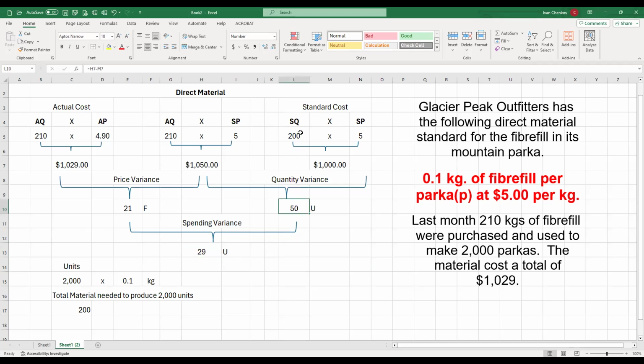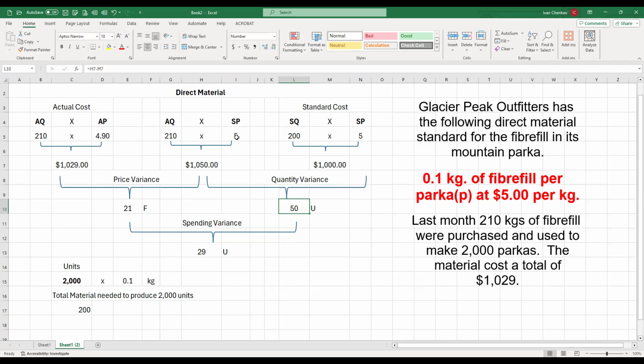what's happening here. To produce those 2,000 units, we're supposed to use 200 kilograms based on our standards, and for those kilograms, we have to spend $5 per kilogram. In reality, we're using 210 kilograms, or 10 kilograms more. Because we're using 10 kilograms more, that cost us $50 extra.